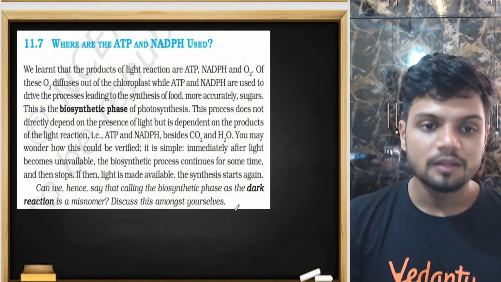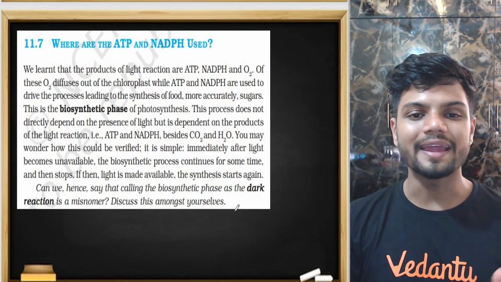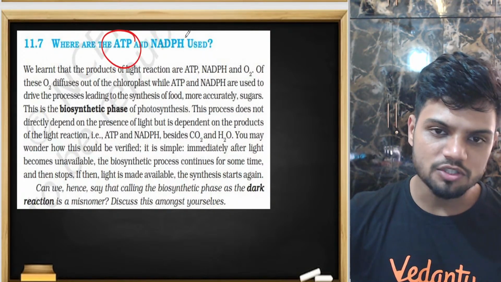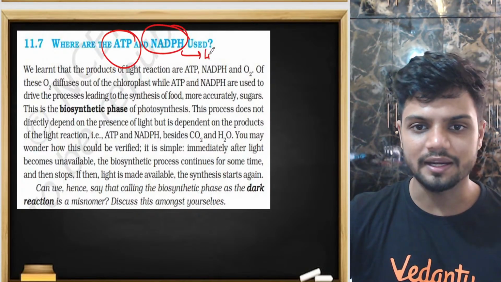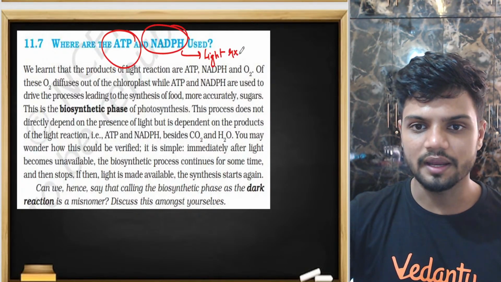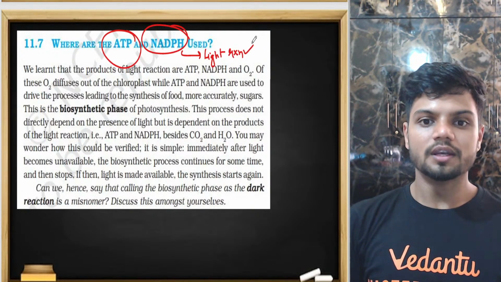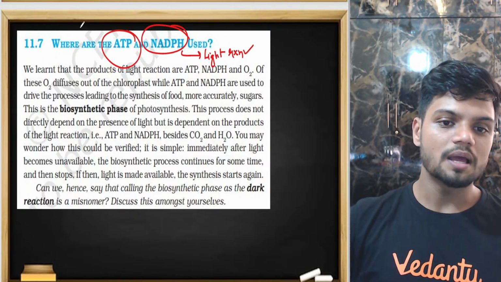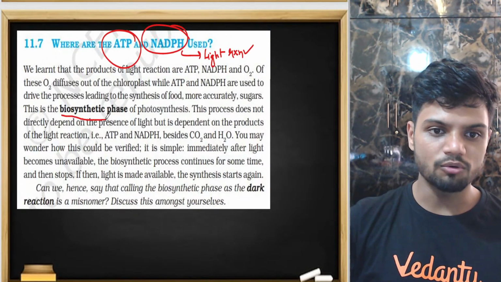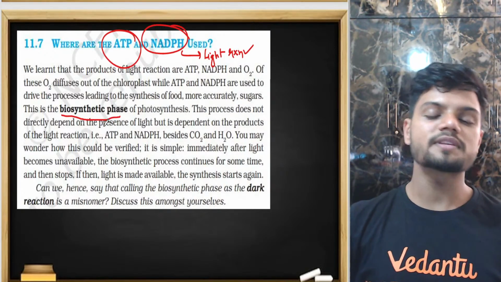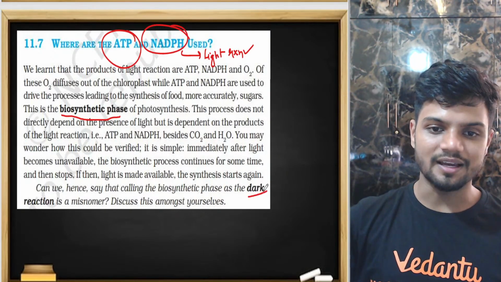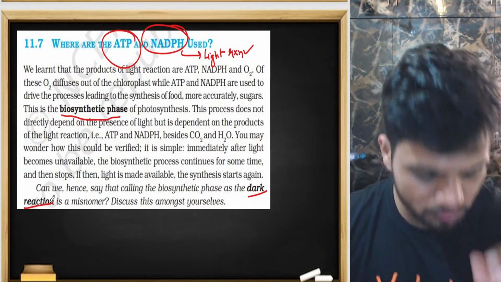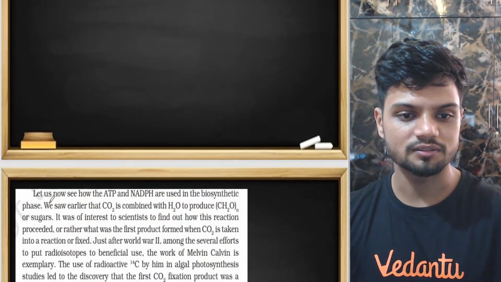Next step is what are the ATP and NADPH used for? ATP and NADPH both are produced in the light reaction. Now this ATP and NADPH will be used in a separate reaction called the biosynthetic phase. This biosynthetic phase is also called your dark reaction. On to the next step now. Next step is dark reaction.